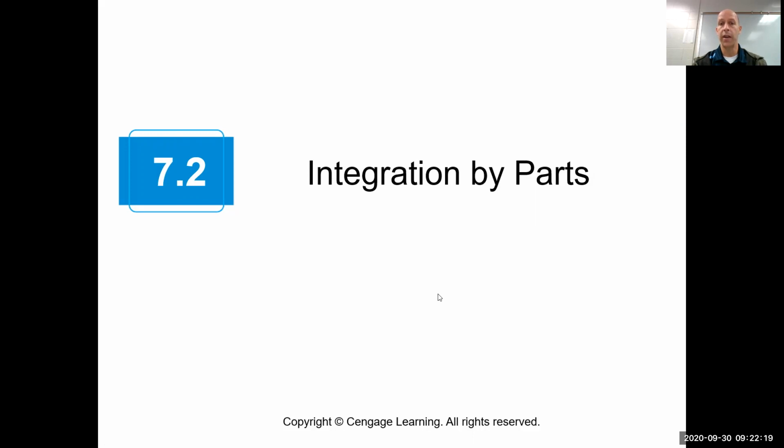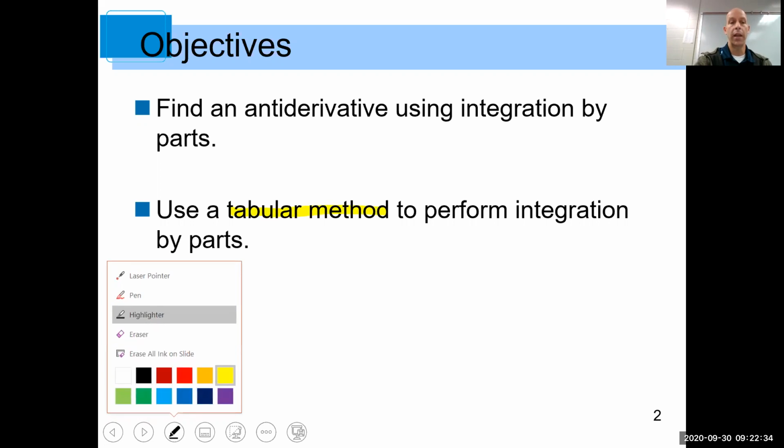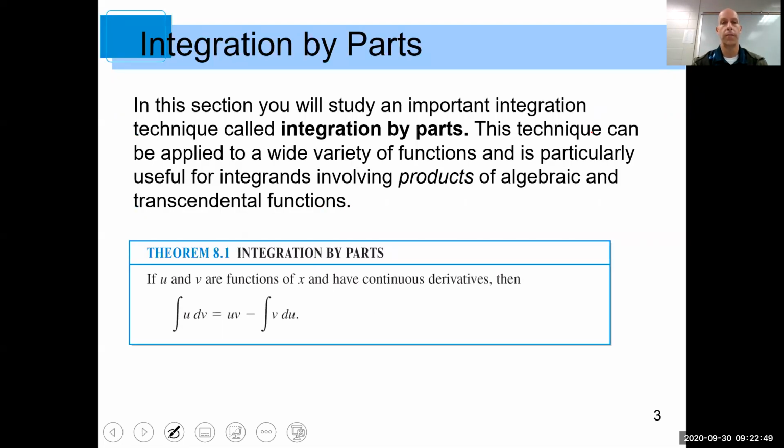Today we're going to look at Section 7.2, which is integration by parts. We have two objectives. First is to find the antiderivative using integration by parts. And the second is to use something called the tabular method. I do want to let you know that this tabular method really isn't required. You don't have to know it. You do have to know integration by parts, but the tabular method is just a more efficient way to use integration by parts if it's multi-step, which we'll talk about towards the end of the presentation.